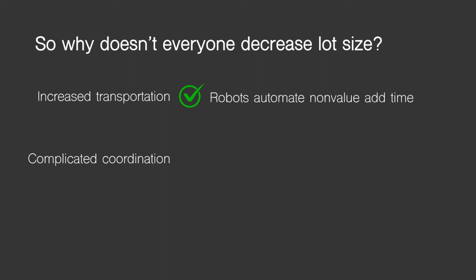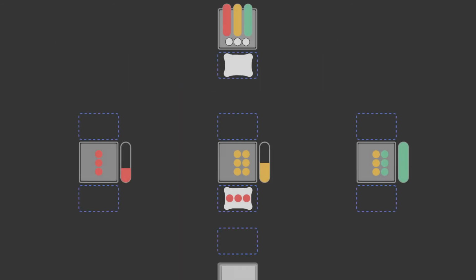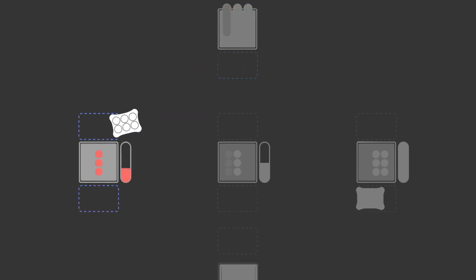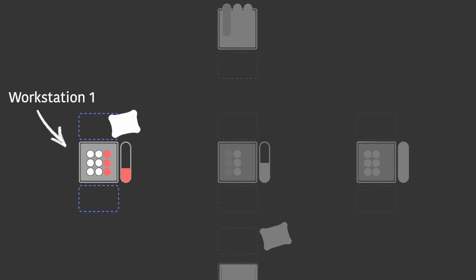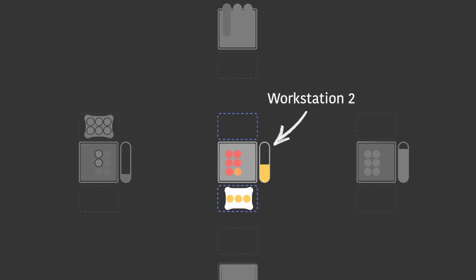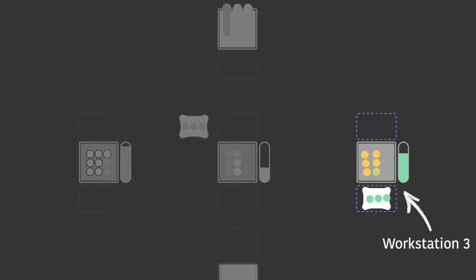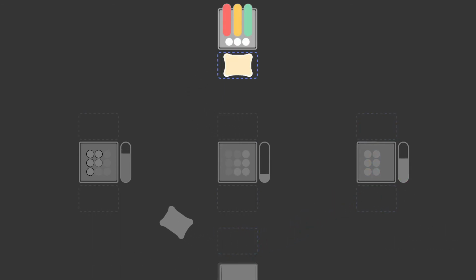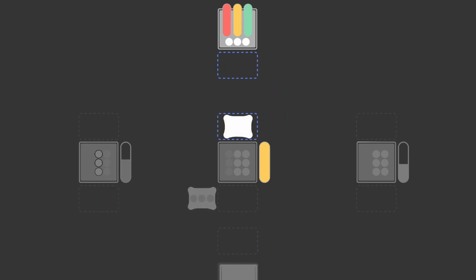Another reason is complexity. Let's take a look at the last example from a top view. This time, we'll introduce the robots to the process. The top mobile robot will take blanks from the warehouse and bring them to the first workstation. Then the bottom robot will pick up product from workstation 1 and deliver it to workstation 2, pick up from workstation 2 and deliver to 3, and then pick up finished product from workstation 3 and drop it off at shipping. Meanwhile, the top robot will also pick up raw materials from the warehouse and deliver it to each workstation.